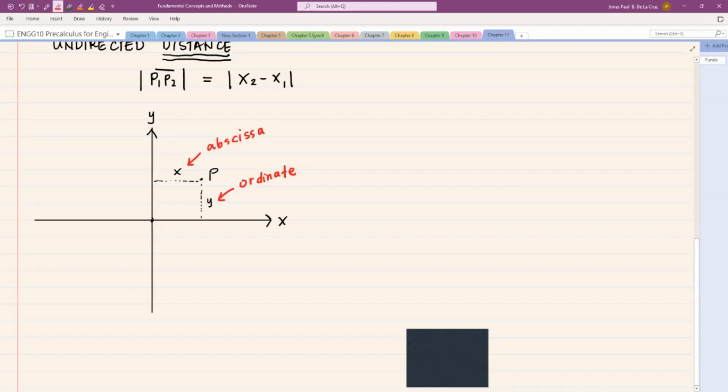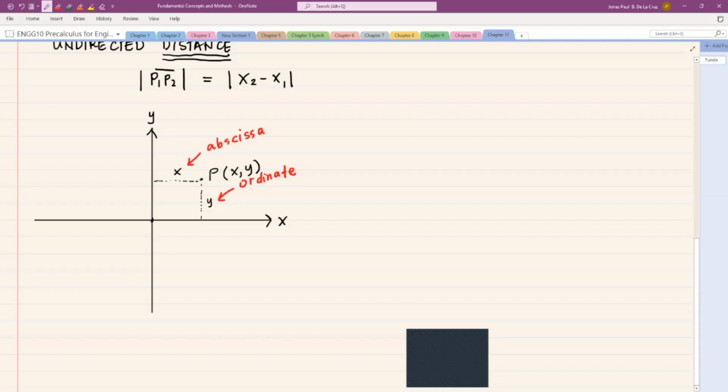Okay? So itong point P, meron siyang x and y coordinates. And to designate the point, dito kanina sa number line, isang number lang ang kailangan. Dito, kailangan natin ng x and y. Kaya kailangan ng dalawang numbers to indicate a point in the Cartesian coordinate system. Okay? So itong Cartesian coordinate system natin, alam din natin na dinivide niya itong plane into 4 different quadrants.